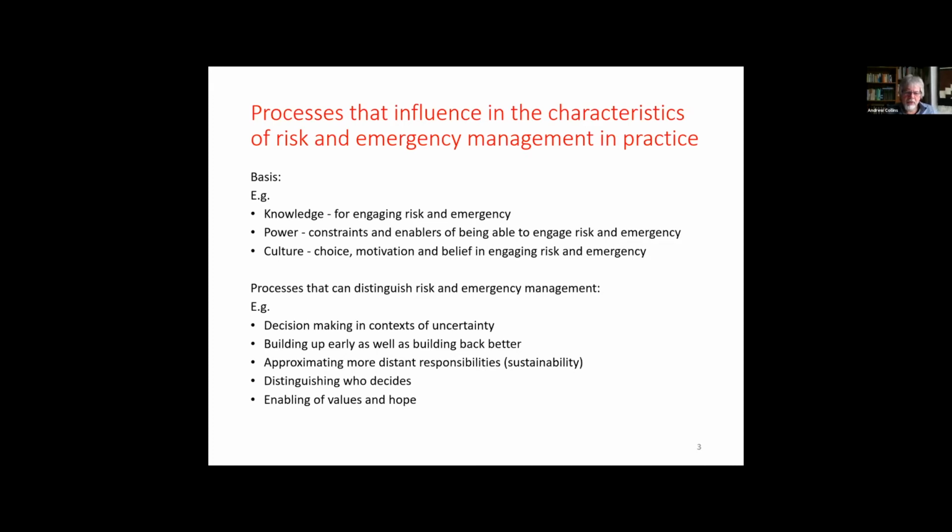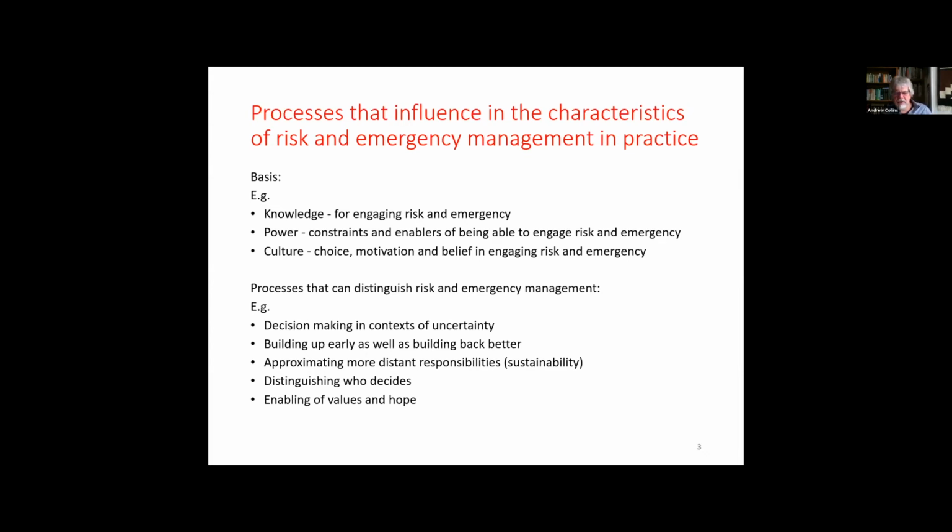Building up early as well as building back better. These are processes that we're hearing about around the world in different strategies. At least the building back better one, which is very popular just now. It's part of the Sendai framework. But what about building up earlier? So that's a different cultural approach. Building up early would be more akin to the risk emphasis, whereas building back better is a little bit more recovery and management. These things are not separable, but there are different nuances involved.